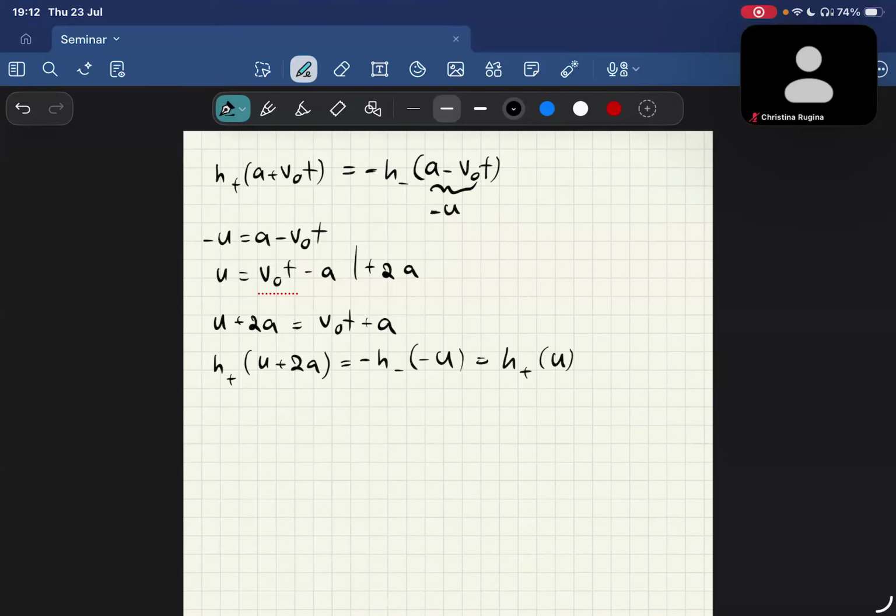So h plus is a periodic function. That's another hint that we work with periodic functions like sine or cosine. It appears naturally when working with such boundary conditions. Okay, any questions so far? Okay, I'm glad everything is clear.